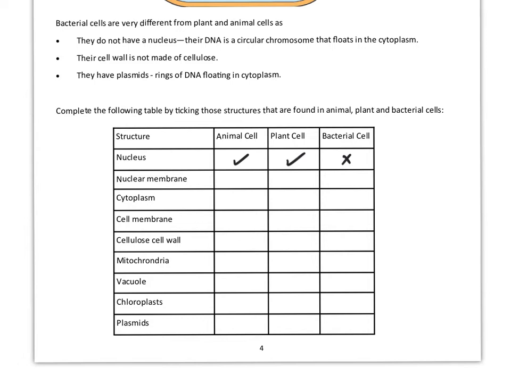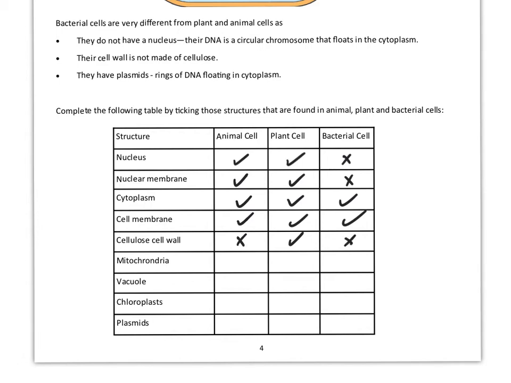So nuclear membrane, what do we put for that? Carly? Animal cell and plant cell. Yep, animal cell and plant cell. Put an X in the bacterial cell. Cytoplasm, Maya? All of them. All of them. Cell membrane, Brody? All of them. Yep, that's right. They all have a cell membrane. Cellulose cell wall. Hannah, just the plant cell. Yep. So we'll put an X in the other two.